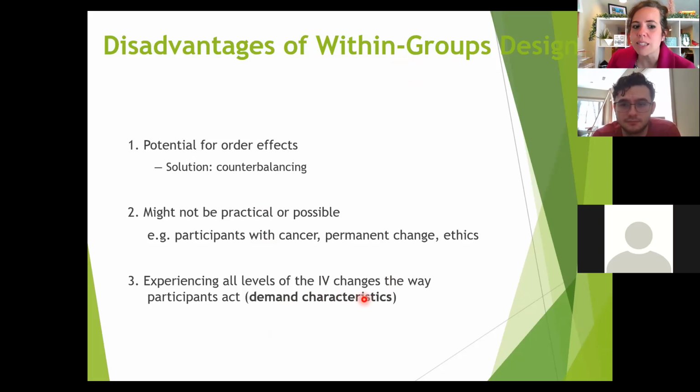And then experiencing all the levels of an independent variable can change the way the participants act. So that is the issue of demand characteristic. It's when participants are aware of what the researchers are trying to assess. And because of that awareness, that changes their response, or their response just in general.